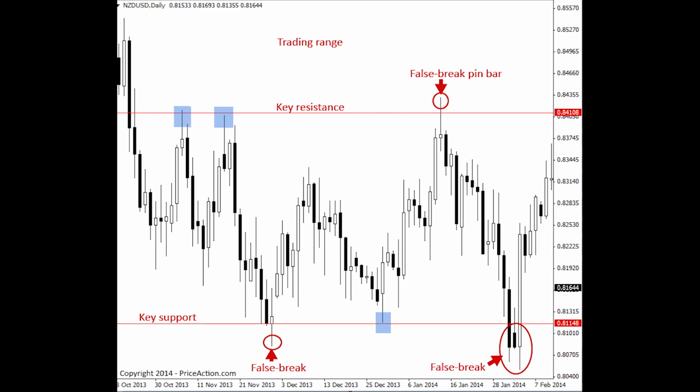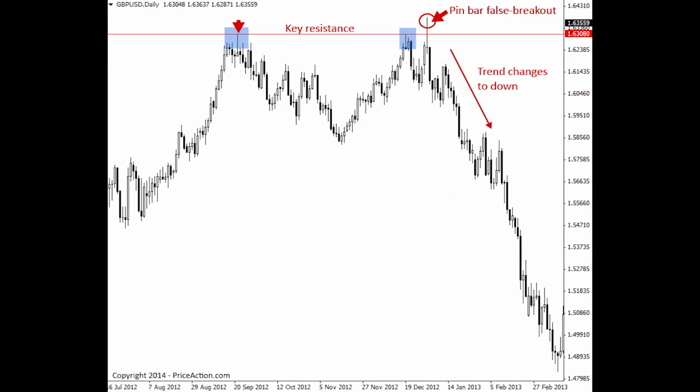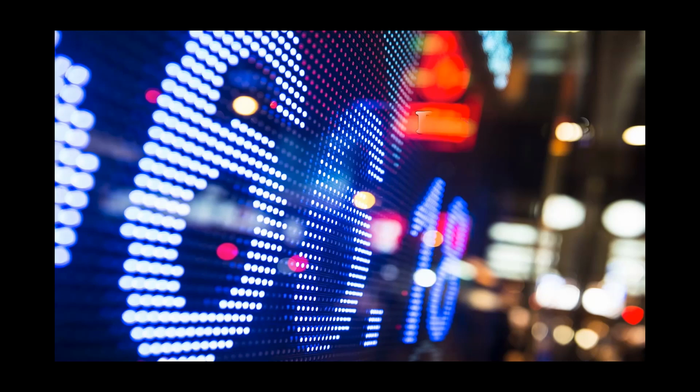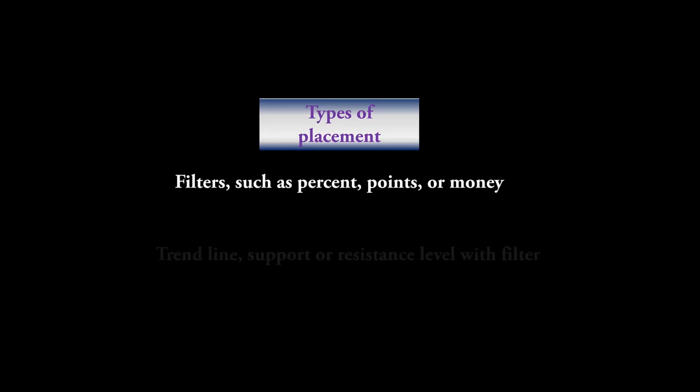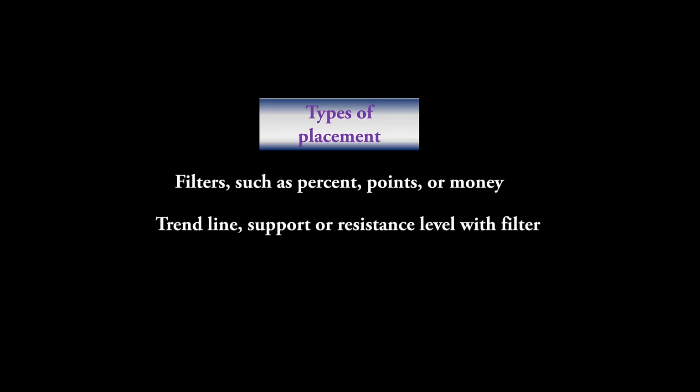This can trap traders who entered positions based on the breakout signal, causing them to suffer losses as the market moves against their positions. Protective stops: protect capital, determine the amount of capital risk before entry. Types of placement: filters, such as percent, points, or money; trend line, support or resistance level with filter.